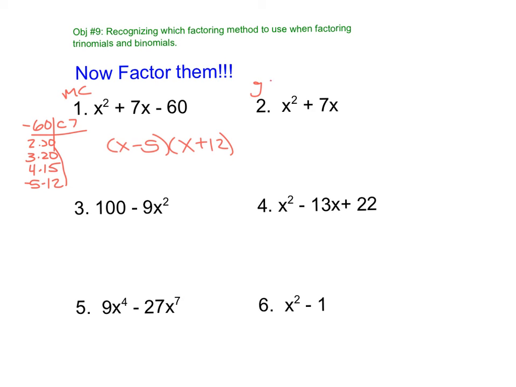Number 2 was a GCF. What can we divide by? There's x's everywhere. Divide by x. We're left with x plus 7 in parentheses, x on the outside.